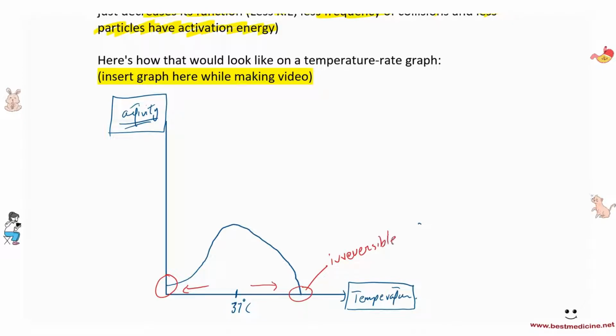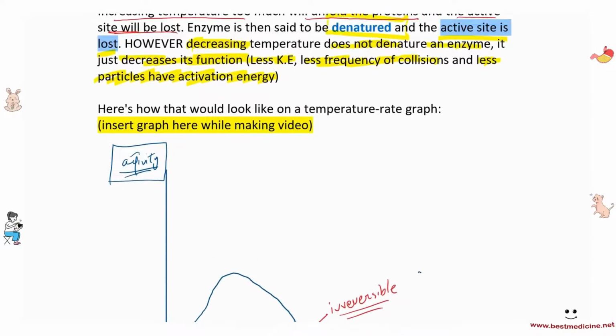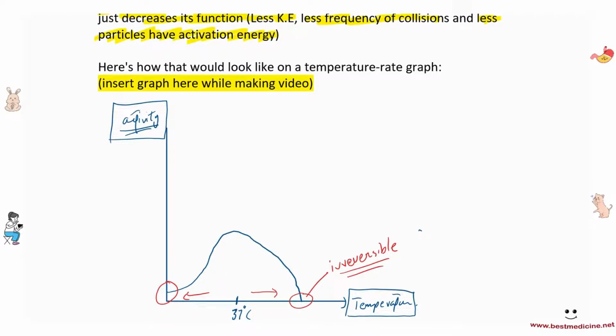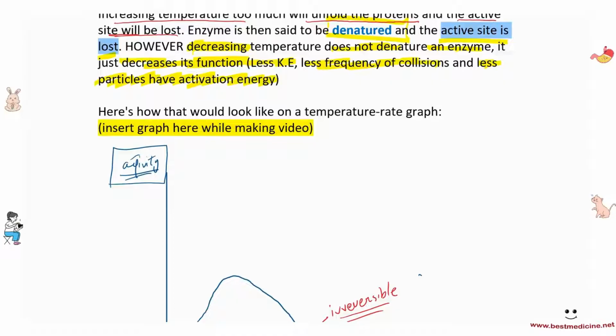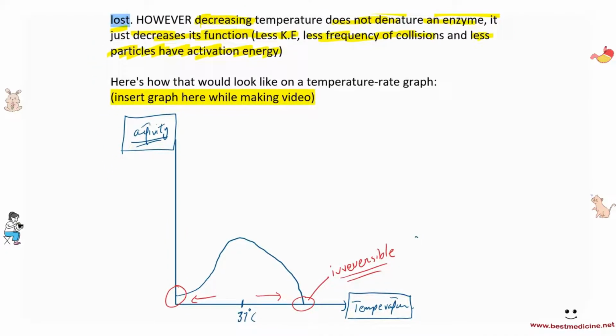And the reason for this is because, again, when you increase temperature, there's a lot of kinetic energy, which means that the enzymes are denatured. They lose the active site, so enzyme-substrate complexes can no longer be formed, and the reaction cannot occur. But if you decrease the temperature, it does not denature the enzyme, it just decreases its function, because there's less kinetic energy, which means there's less frequency of collisions and fewer particles have activation energy. Okay? Well, that's for temperature.